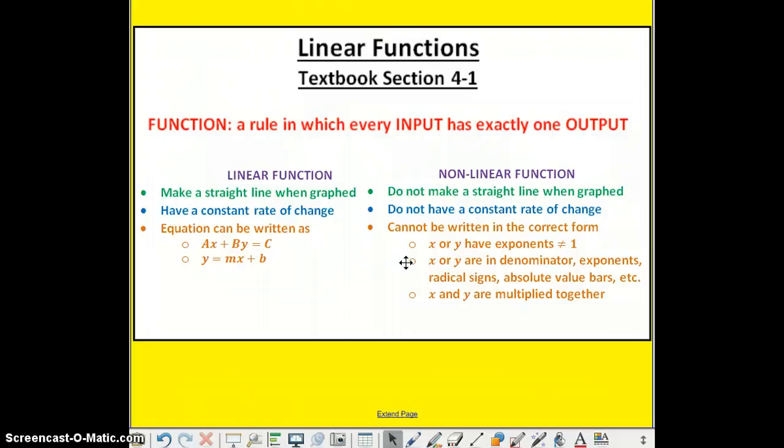Having x or y in the denominator is also not okay. If x and y are being multiplied together, that's also a problem. And you could think about if you try to separate the x and y, one of them has to go into the denominator. So those two are sort of linked.